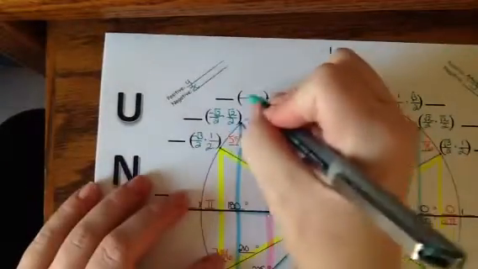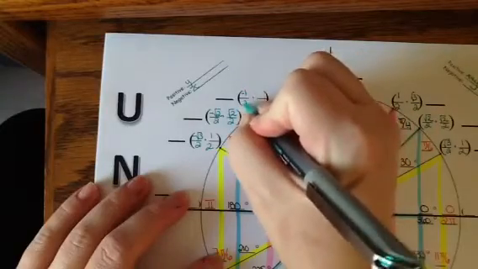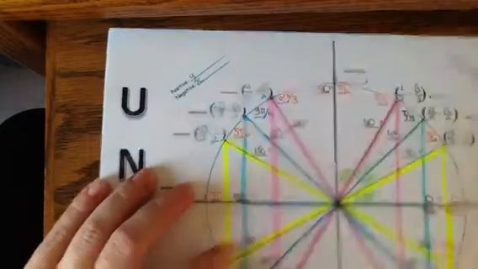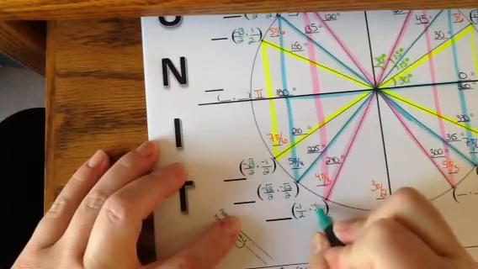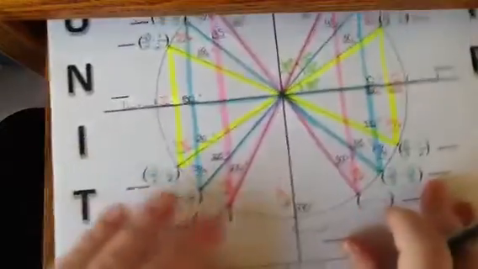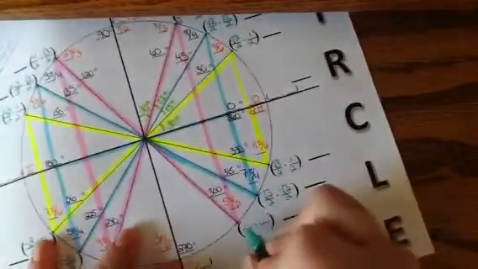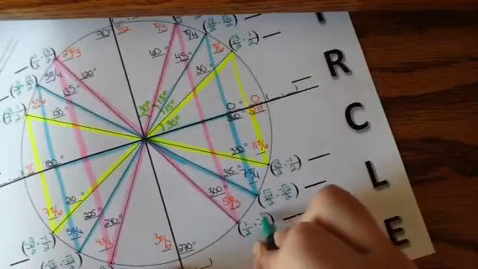And then in this quadrant, x is negative, so negative 1/2, root 3 over 2. And in the bottom quadrant, they're both negative, so negative 1/2, negative root 3 over 2. And in the fourth quadrant, it's going to be 1/2, negative root 3 over 2.